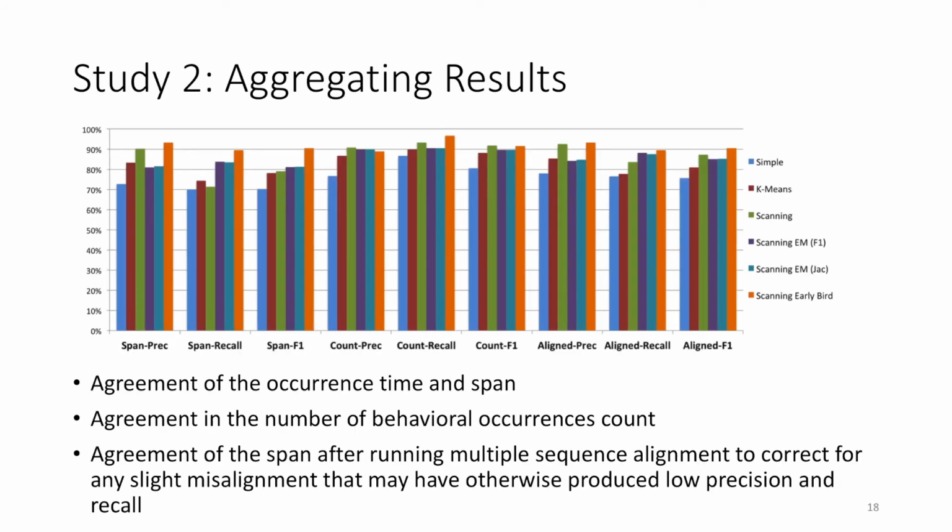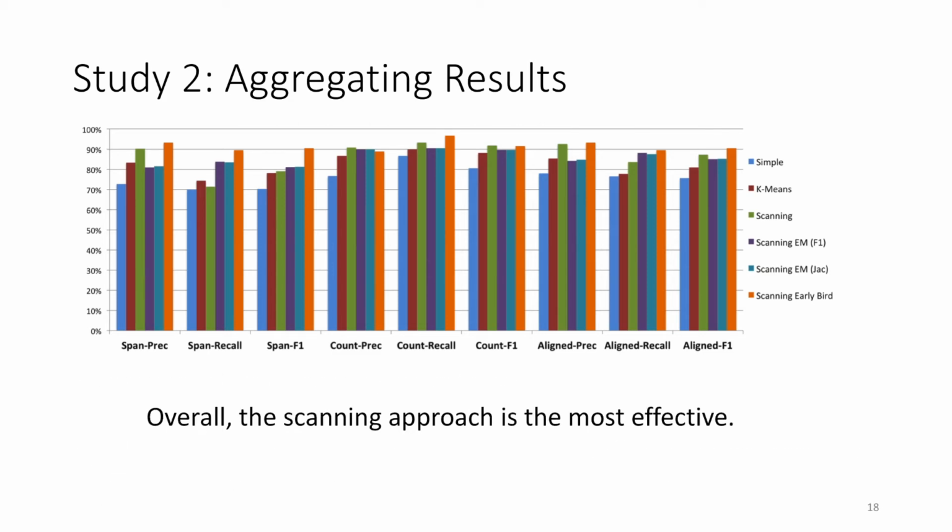And to compare our input mediators, we calculated precision, recall, and F1 score using 3 different strategies. First, agreement on the occurrence time and span. Second, agreement in the number of behavioral occurrences, or count. And third, agreement of the span after running multiple sequence alignments to correct for any slight misalignment that may have otherwise produced low precision and recall. And overall, the scanning approach is the most effective.